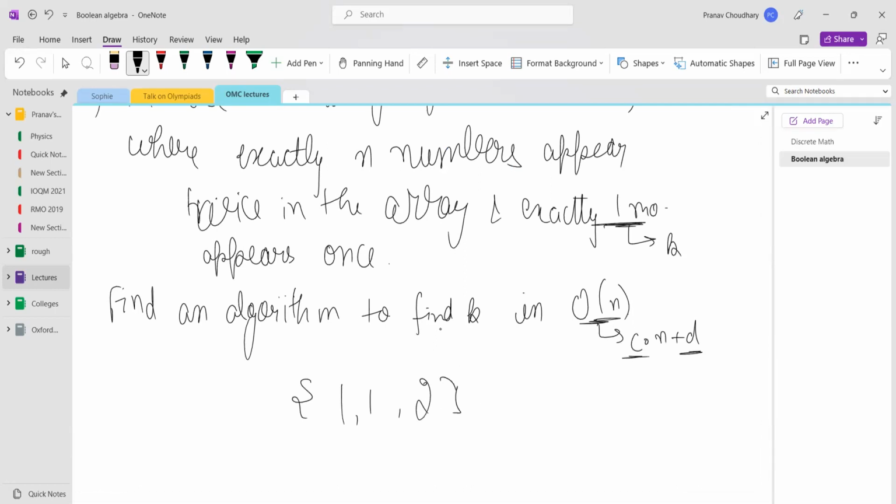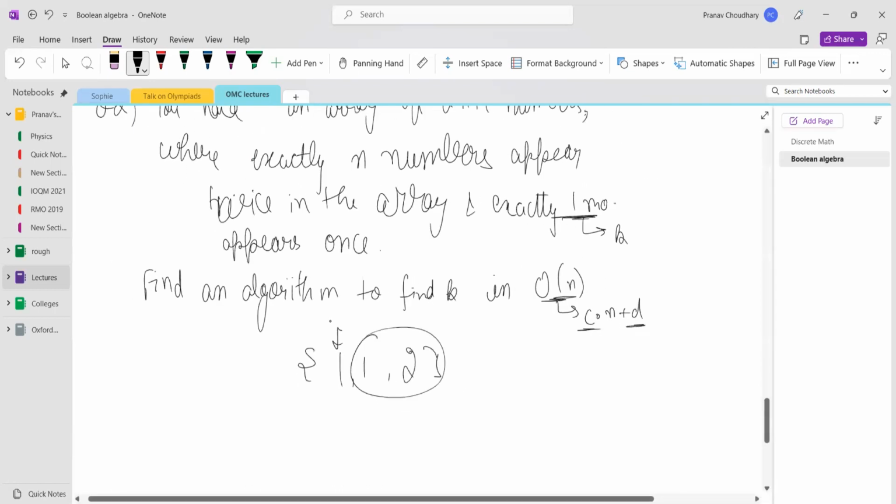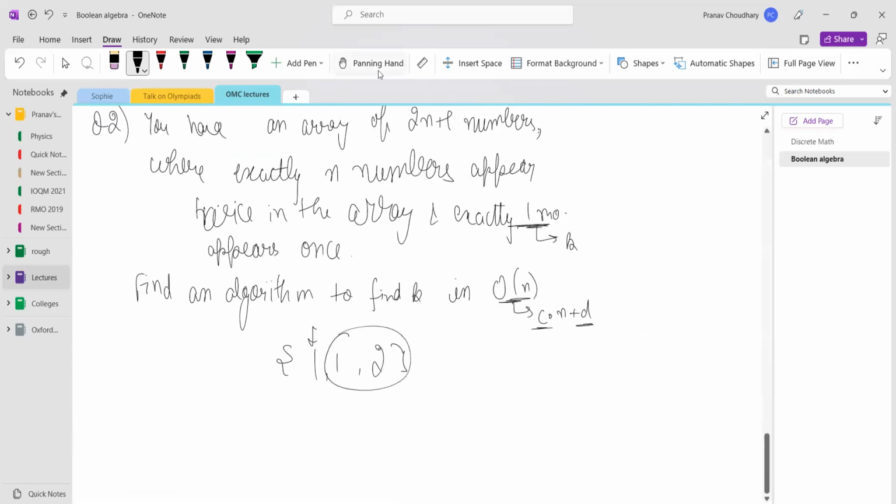What are we allowed to do in the algorithm? Anything. Just not go over it manually, obviously, because that will take more than n time. You pick this number 1 and check over the other remaining numbers. Also, this array is not ordered, so you cannot do a binary search unless you order it yourself. So you're allowed to do essentially any operation you want. You just have to find an algorithm.